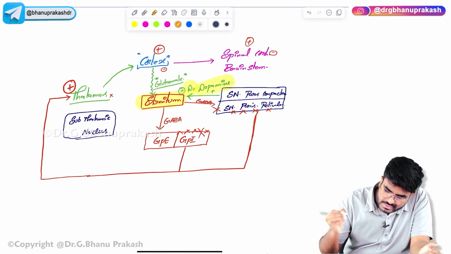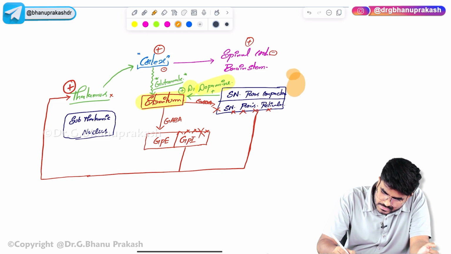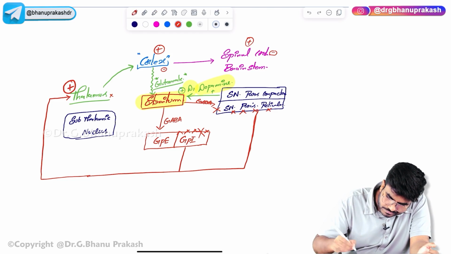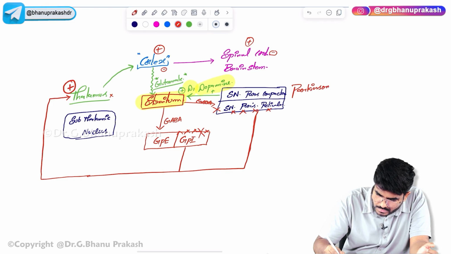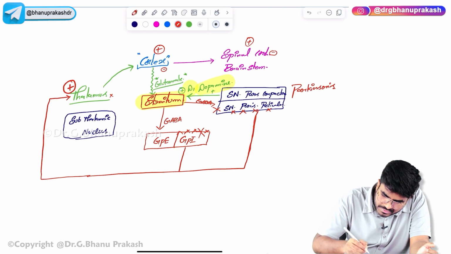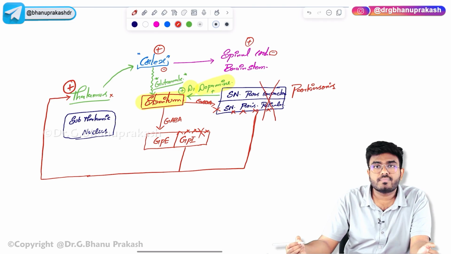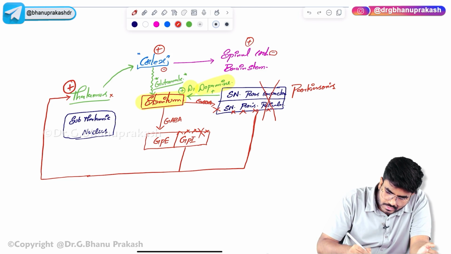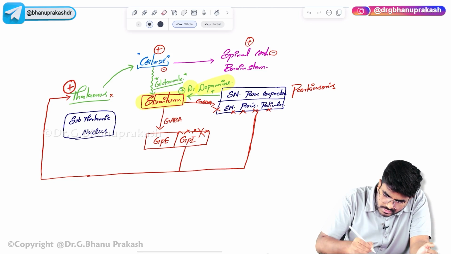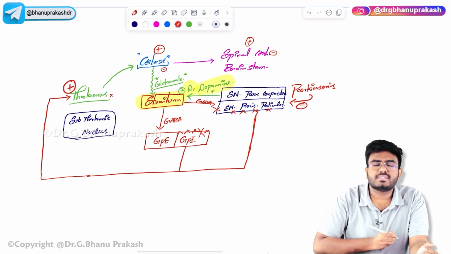So let me show you here itself. Where is the damage? In Parkinson's, the damage is at this level. In Parkinson's, the substantia nigra is going to be damaged. So Parkinson's affects this area. Let me put a small X so that it will be easy for you. This area is going to be affected like this.